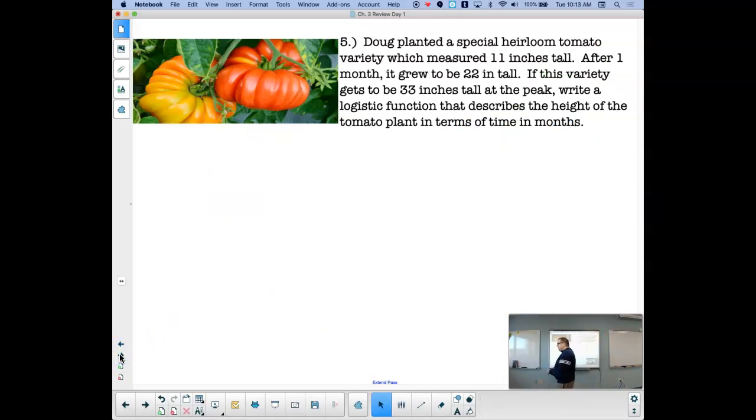Next example here is a word problem, coming up with a logistic function type word problem. For those of you at home, I would like you to now pause the video, do this example to test your knowledge on it, and then restart the video, and I will continue on with this particular problem.